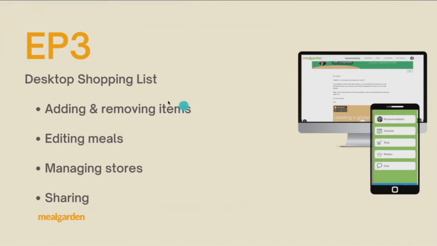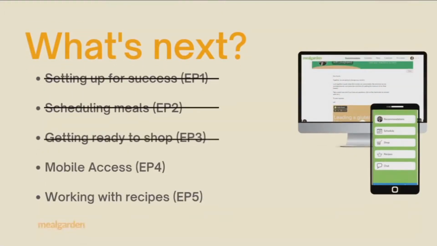So we went through adding and removing items, editing meals, managing your stores, and sharing with whoever is going to be helping you out. What's next? We're going to look at mobile access. This is one of my favorite ones. We're going to look at how to do all these things on mobile, and then we're going to talk about working with recipes back on the desktop.